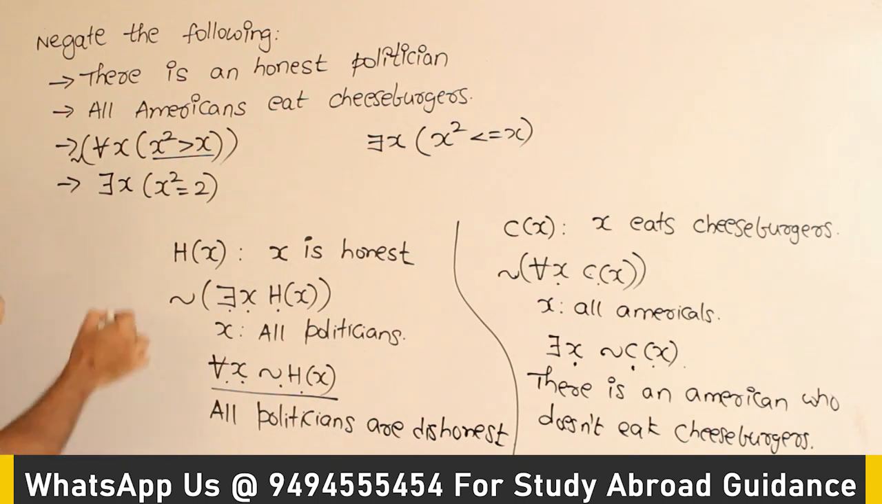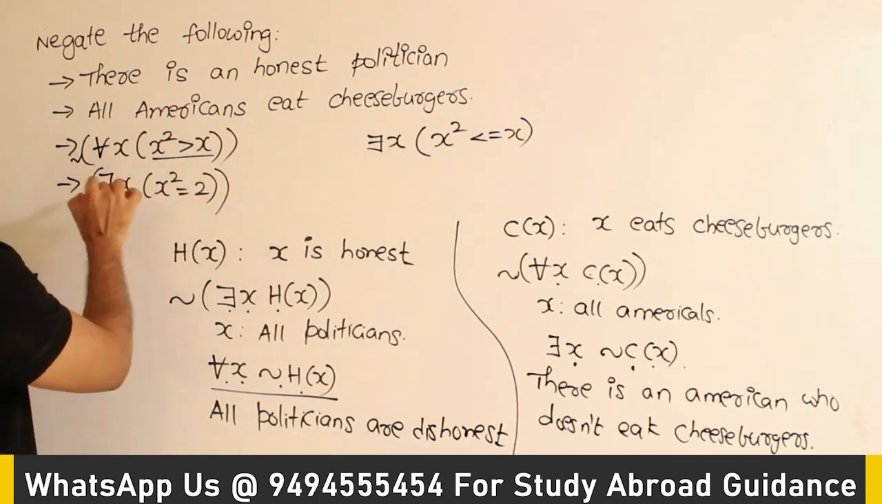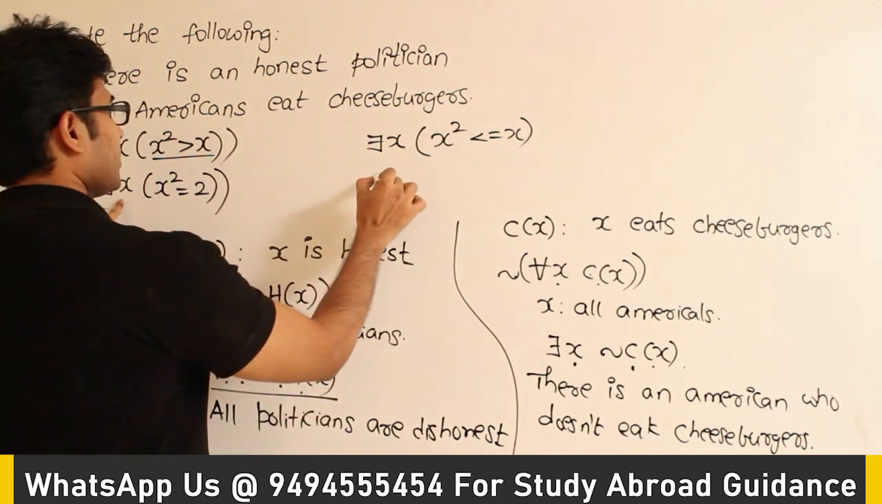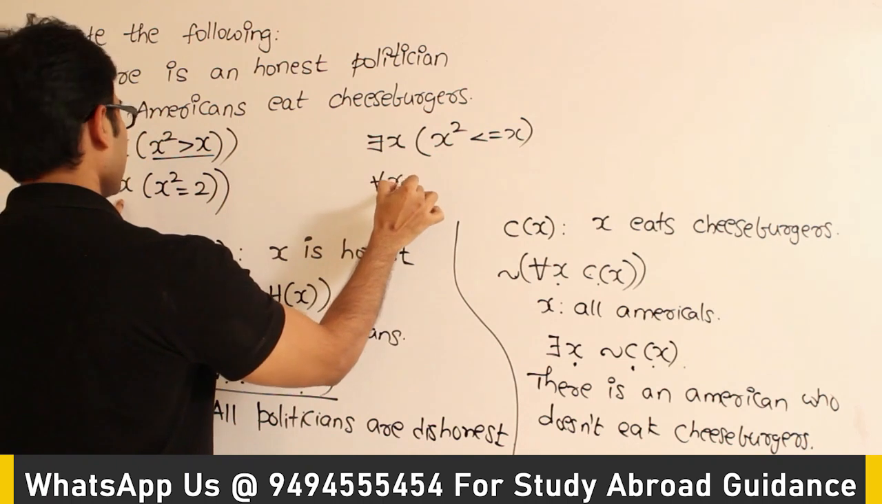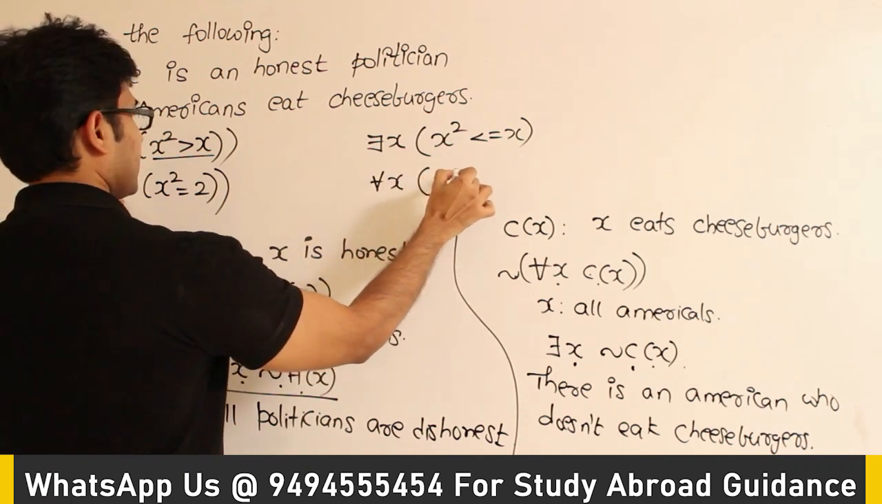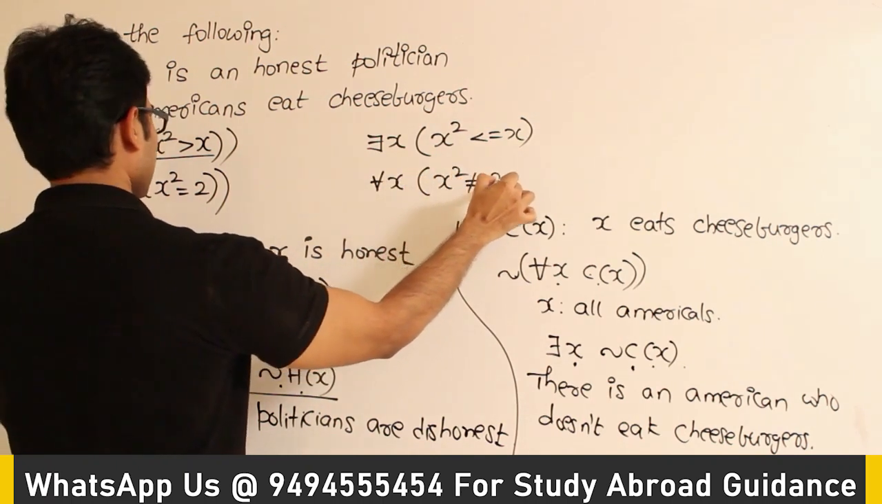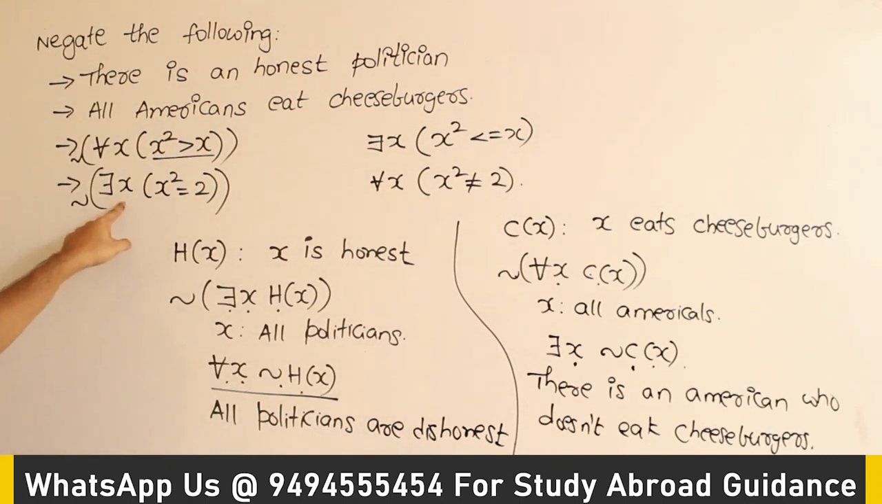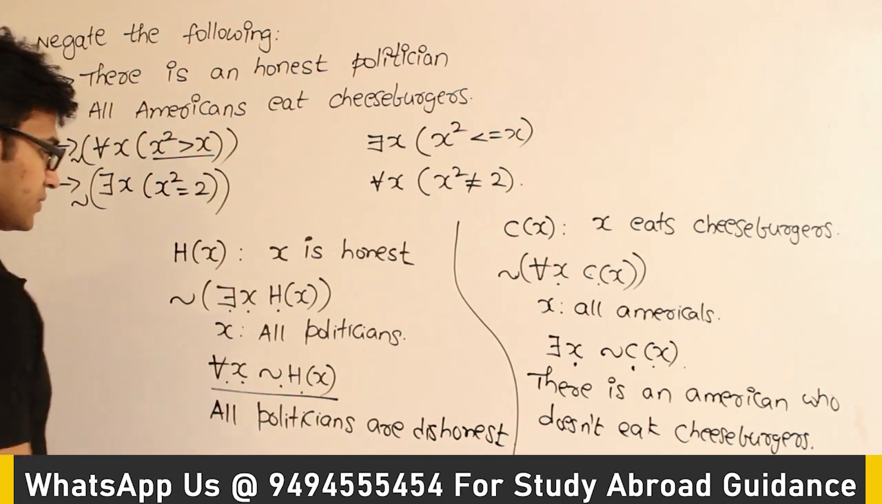Now what about this one? If I try to apply negation to this one, there exists x, x square equal to 2, then it is nothing but there exists will become for all x, and then x square equal to 2 means x square is not equal to 2. Got it? So this is how we can find out the negations.